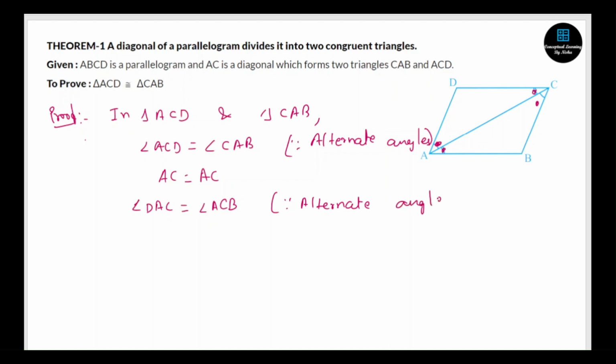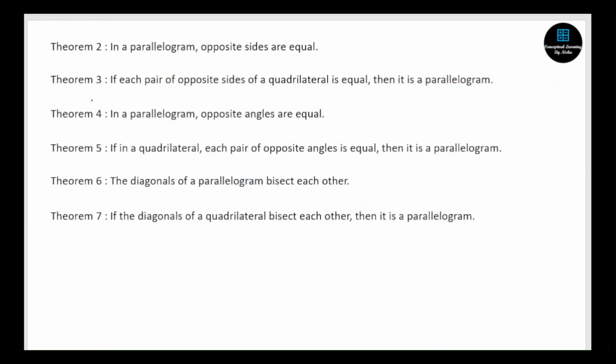So what do we get now? Which two triangles are congruent? Yes, triangle ACD is congruent to triangle CAB. That only we have to prove. That is done. Now we can prove so many results based on this. Okay, we proved that these two triangles are congruent. Now based on that we can prove all these theorems.